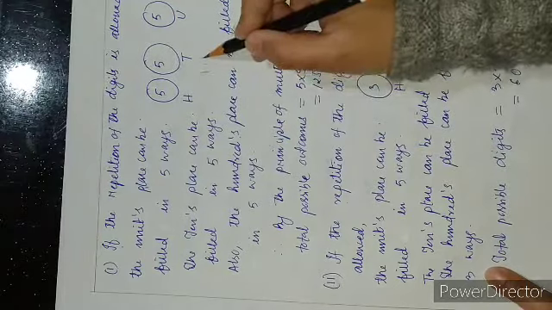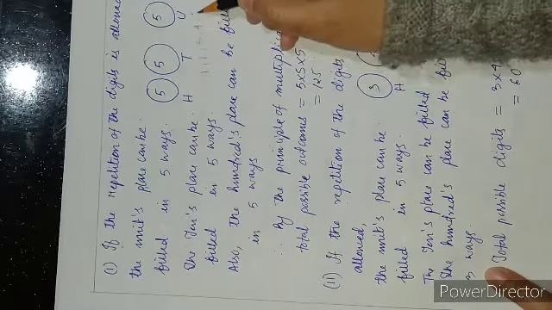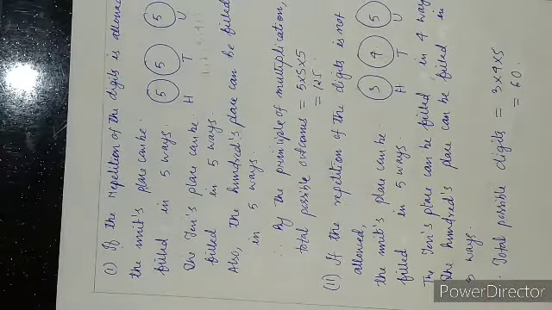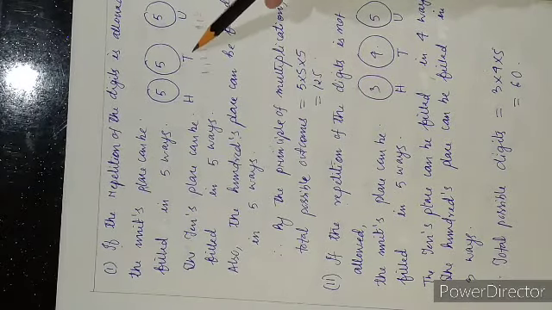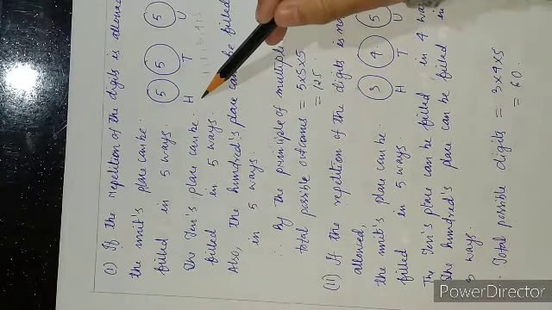We have 5 digits, 1, 2, 3, 4, 5. Then by using these 5 digits, we have to write all the possible 3-digit numbers. We have unit place, 10 place, and 100 place.